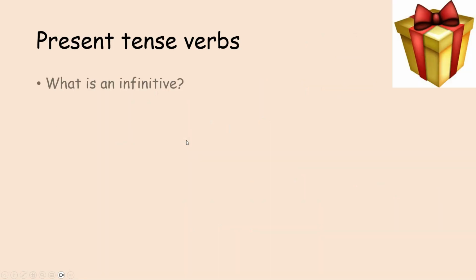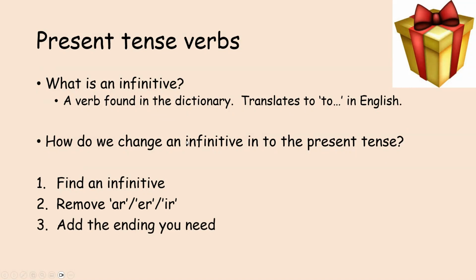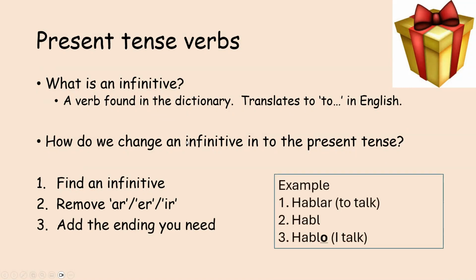Okay, so present tense. As we've discussed, these are your infinitives and they're found in the dictionary. It's a verb. But how do we change that infinitive into the present tense? So we need to find an infinitive of our choice. We remove the AR, ER, and IR, and then we add the ending we need. For example, I have hablar, which is to talk. On the other slide, it said to speak. It means the same thing. Step 2, I remove the AR, which is why it's missing in the box, and then I add an O, because that is who I'm talking about. I want to say I talk, I speak, so hablo is our answer.